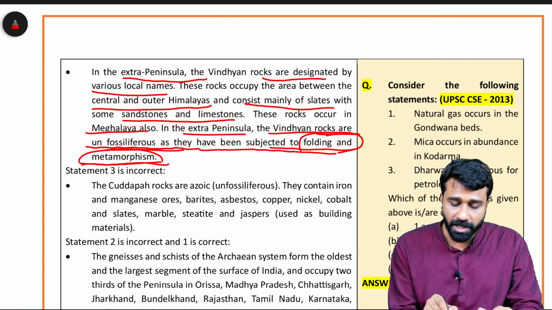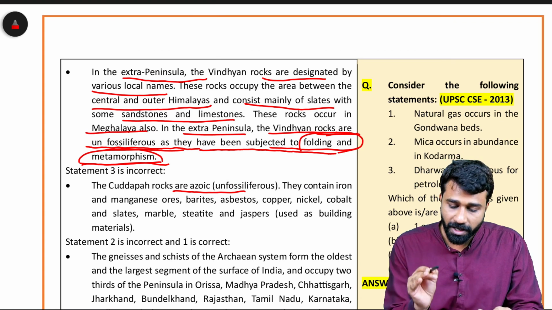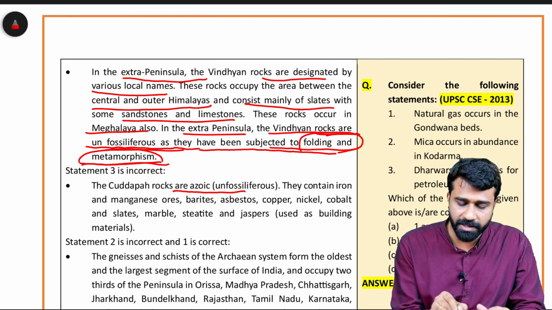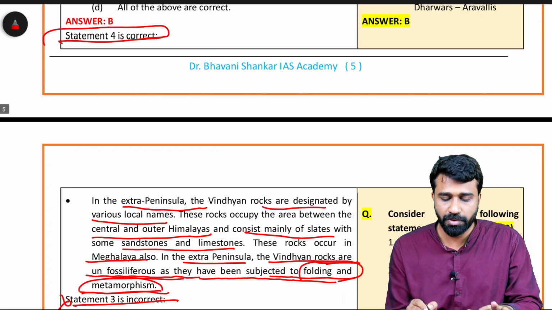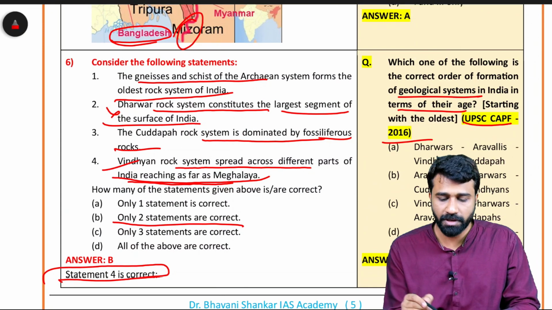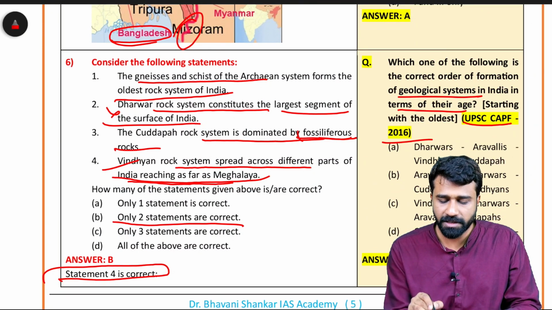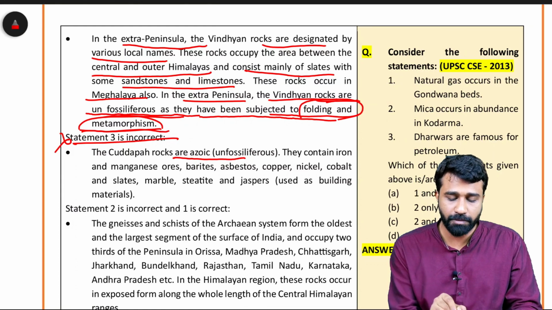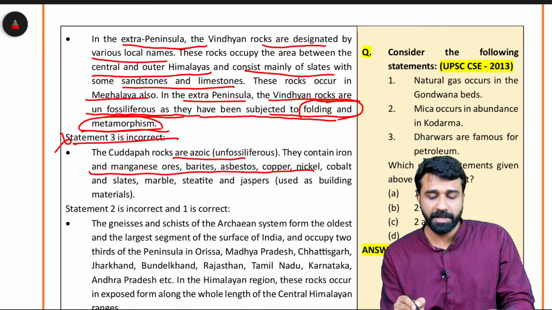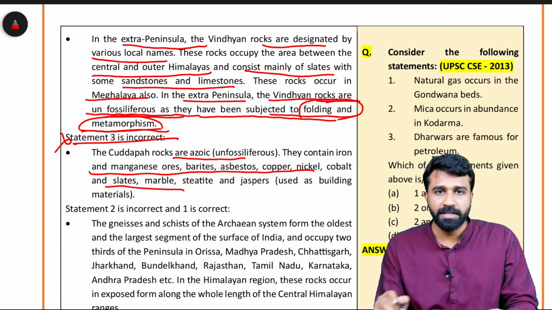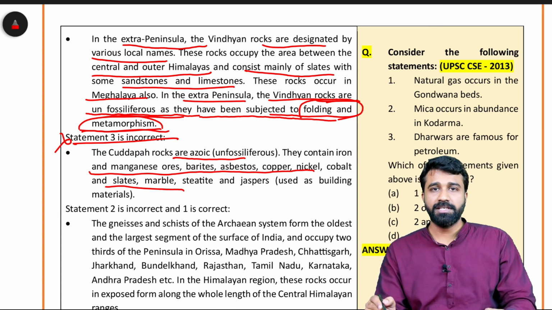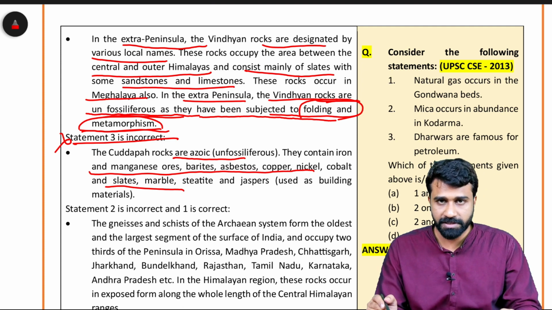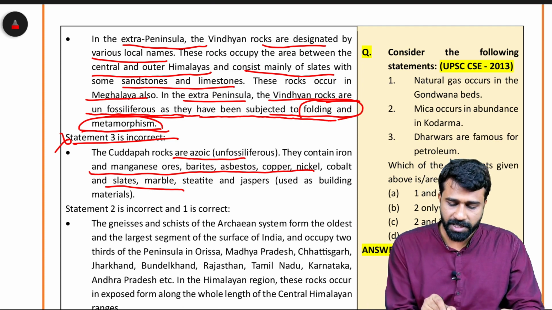Next, Kadapa rocks are azoic, they are unfossiliferous, not fossiliferous. Therefore, the third statement is incorrect. Just now I told you that giving an explanation will give you some clarity. It is not fossiliferous, it is unfossiliferous, and at the same time they contain iron and manganese, asbestos, copper, nickel and cobalt, slates. That is why in the southern part, the Deccan Plateau region, you witness a lot of richness in mineral resources and jaspers, everything.